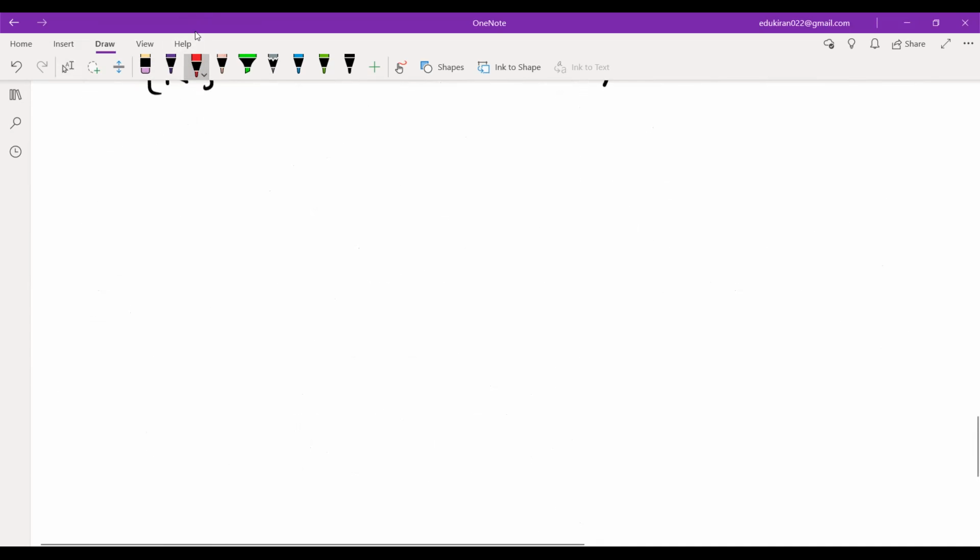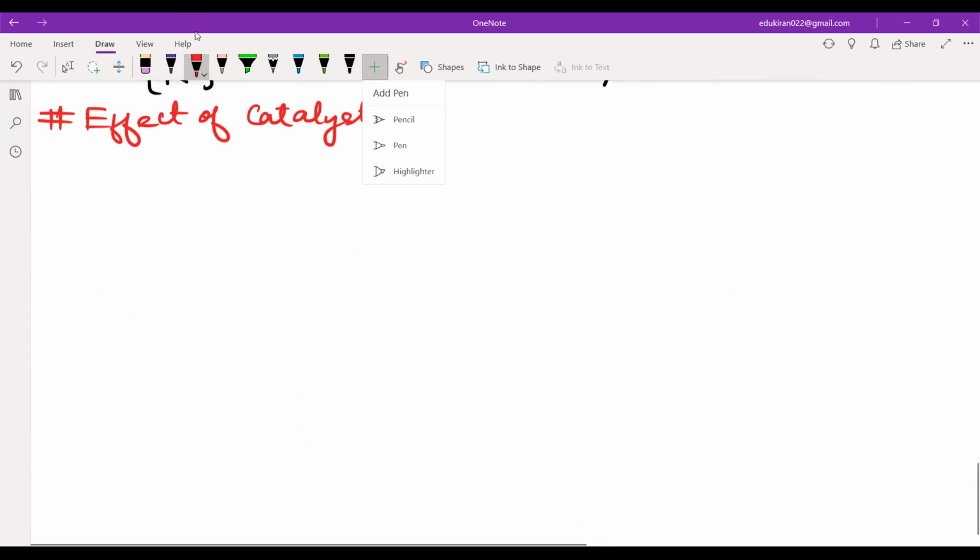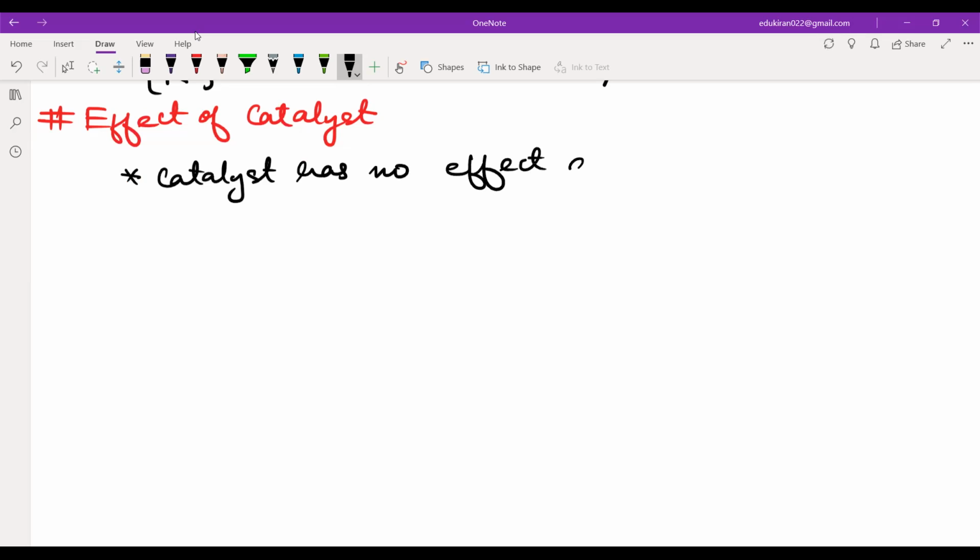Right, next that we have already written once, effect of catalyst. What is the effect of catalyst? Catalyst has no effect on the state of equilibrium.